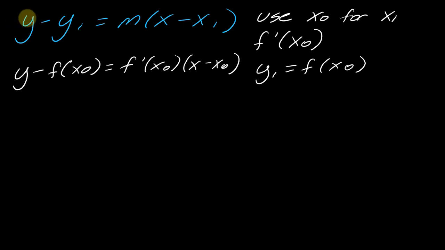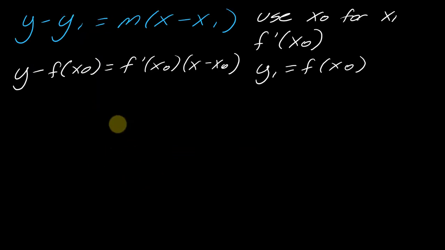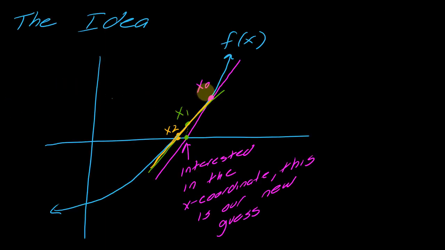Okay, so what I've done is I've taken my point slope form and translated it into what I need for this situation here. Okay, so now I want to go one step farther with this. We said that in Newton's method, we are specifically interested in where the tangent line crosses the x-axis. So this is the general setup to find the tangent line, but now I want to modify this so that it actually reflects crossing the x-axis.